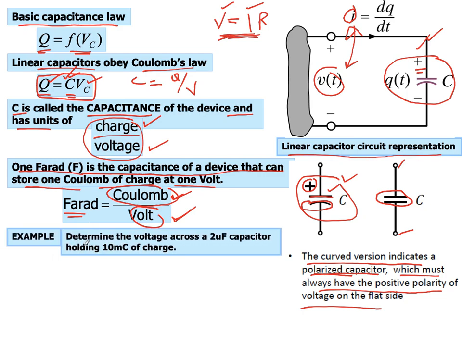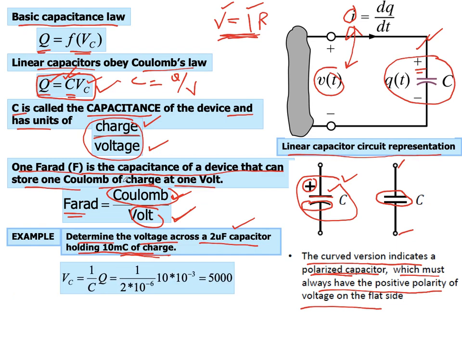So let's look at an example. We need to determine the voltage across a 2 microfarad capacitor which is holding 10 millicoulomb of charge. So in this case, there is a capacitor with this capacitance, and it is holding this much charge. What is the voltage that will appear at the terminals of the capacitor? We can make use of the rule Q is equal to CV, and from this we can find the value of V. V will be equal to Q upon C. If you substitute the values, C is 2 microfarad and the charge is 10 millicoulomb. So the voltage that will appear at the terminals of the capacitor is 5000 volts.